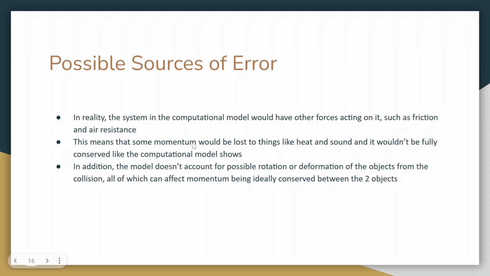So some possible sources of error are, in reality, there would definitely be other forces acting on the system, such as friction and air resistance, and that means some momentum and energy would be lost to things like heat and sound, so it wouldn't be fully conserved as the model shows. In addition, the model doesn't account for possible rotation or deformation of the objects from the collision, all of which can affect momentum being ideally conserved.